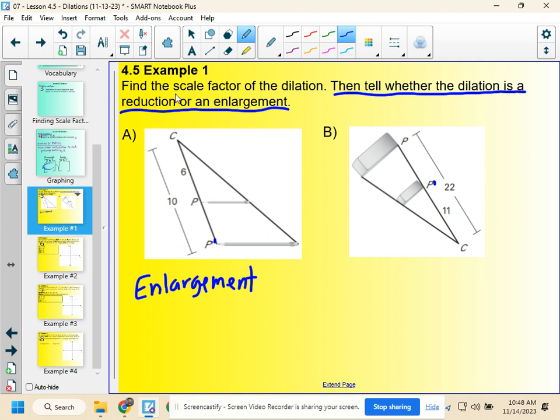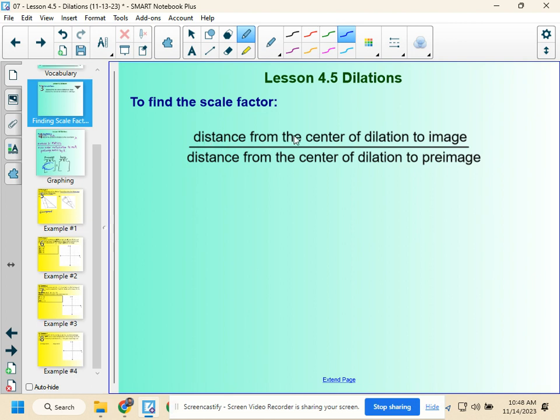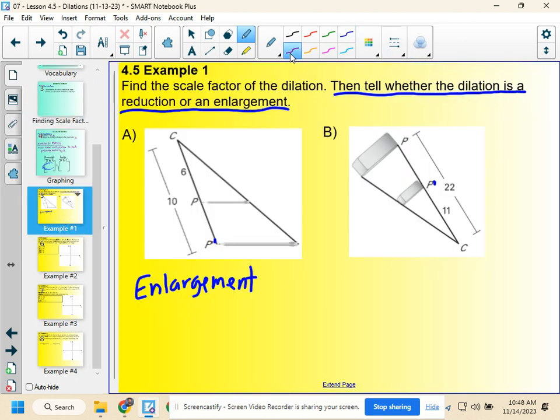And then what's the scale factor? So this, for right now, I'm kind of checking out my notes until I learn how to do this. It says the distance from the center of the dilation to the image. What's the distance from the center of the dilation to the image? All right, again, that prime notation tells me that that's the image. That's a distance of 10. All right, that's the numerator of my fraction.